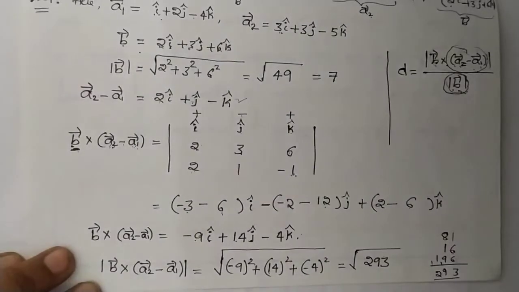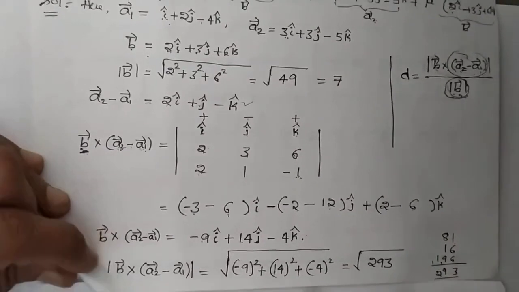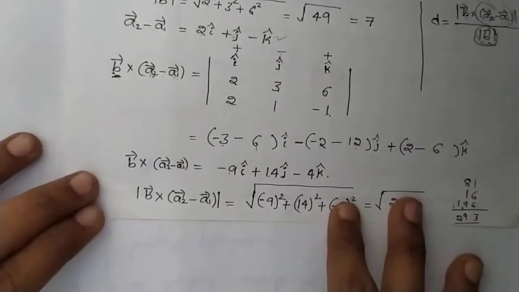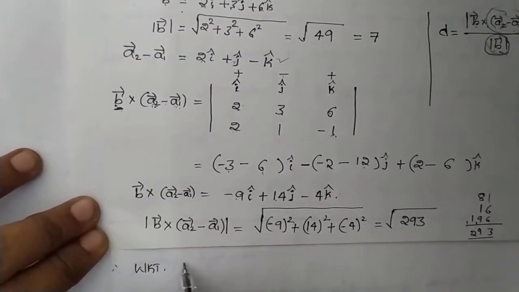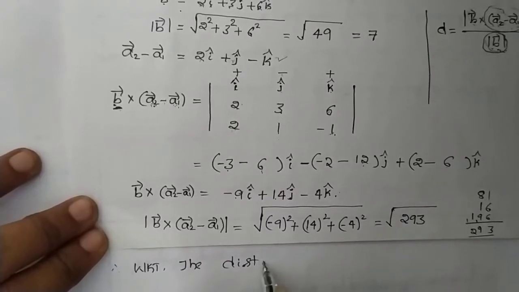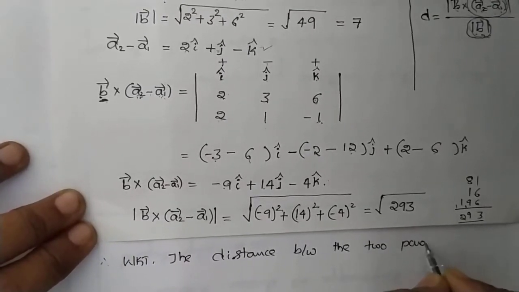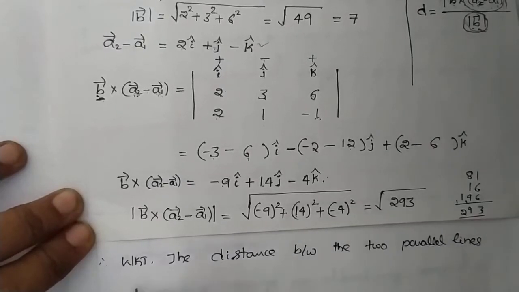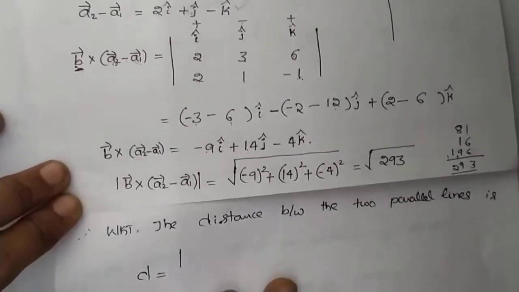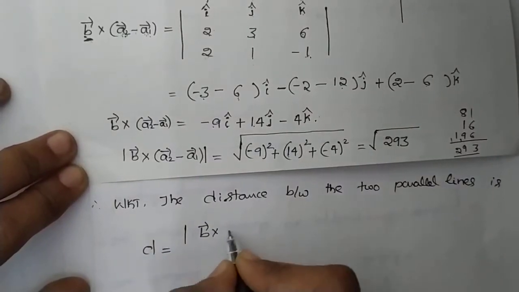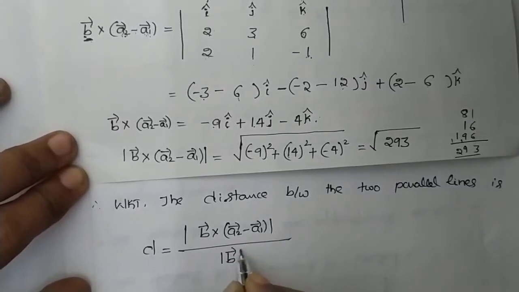Therefore, we know that the distance between the two parallel lines is d equals magnitude of b vector cross a2 vector minus a1 vector divided by magnitude of b vector.